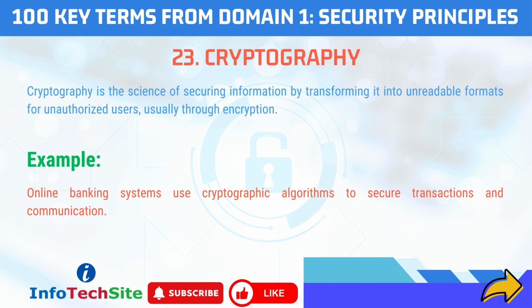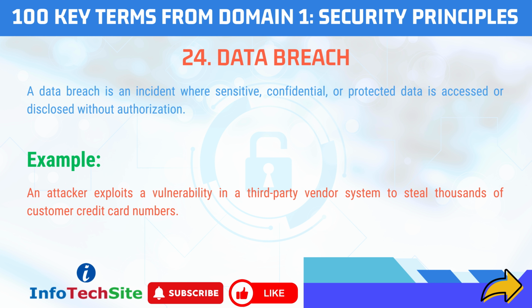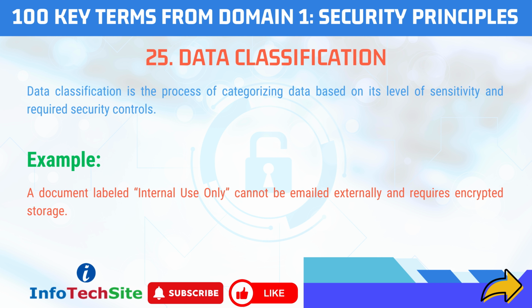23. Cryptography. Cryptography is the science of securing information by transforming it into unreadable formats for unauthorized users, usually through encryption. For instance, online banking systems use cryptographic algorithms to secure transactions and communication. 24. Data breach. A data breach is an incident where sensitive, confidential, or protected data is accessed or disclosed without authorization. An example includes: an attacker exploits a vulnerability in a third-party vendor system to steal thousands of customer credit card numbers.